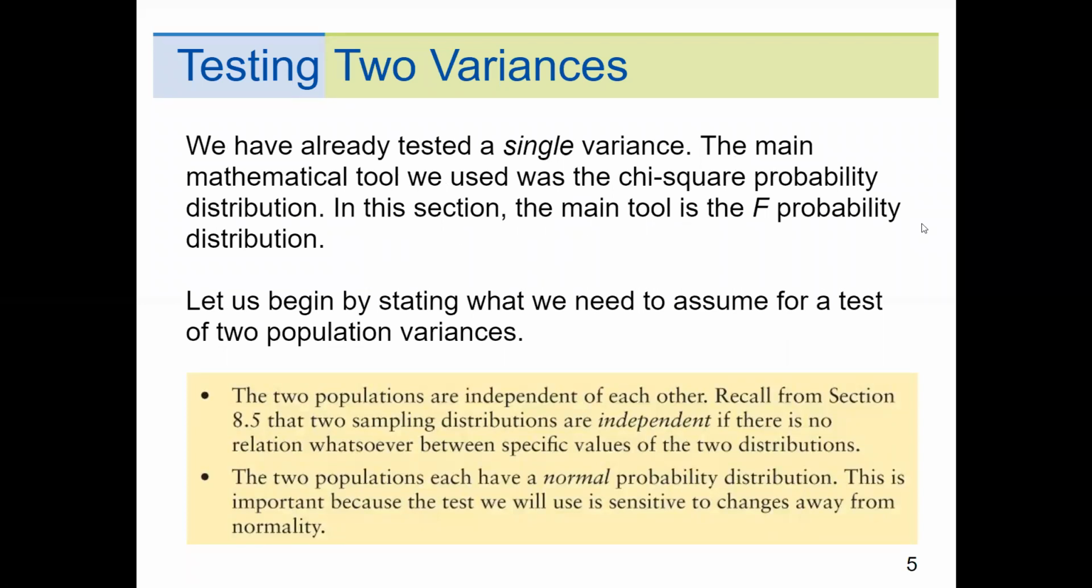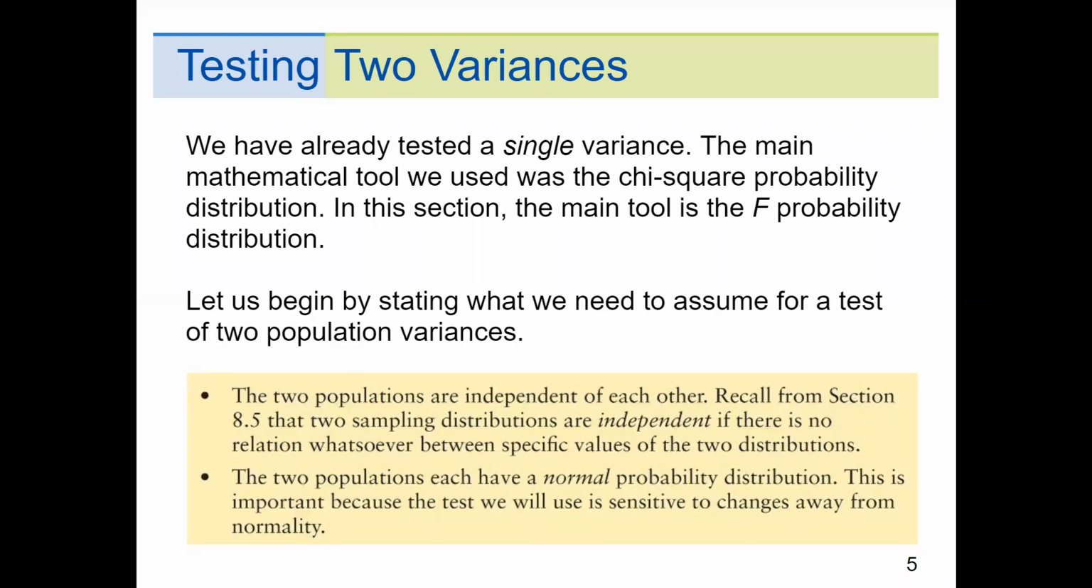Excuse me, we have already tested a single variance. The main mathematical tool we used was the chi-square probability distribution. In this section, the main tool is the F probability distribution. Let us begin by stating what we need to assume for a test of two population variances.